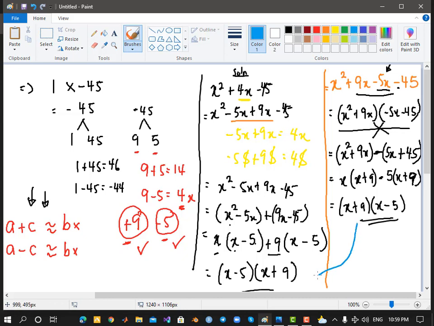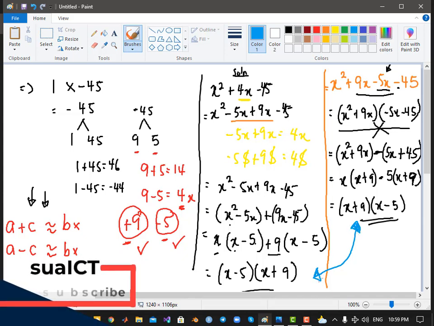Same thing from here to here. So whichever way that you want to solve it, you're going to get the same answer.